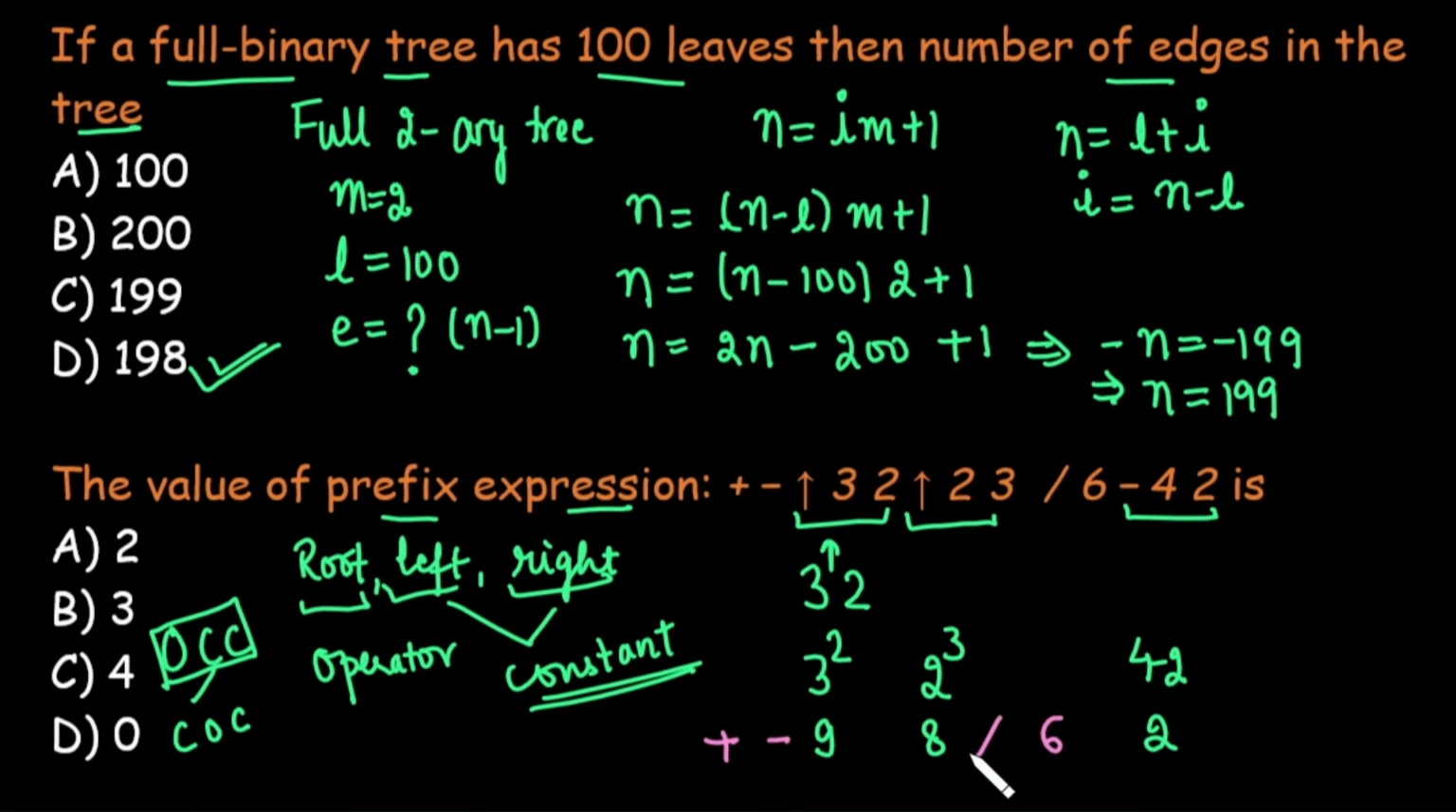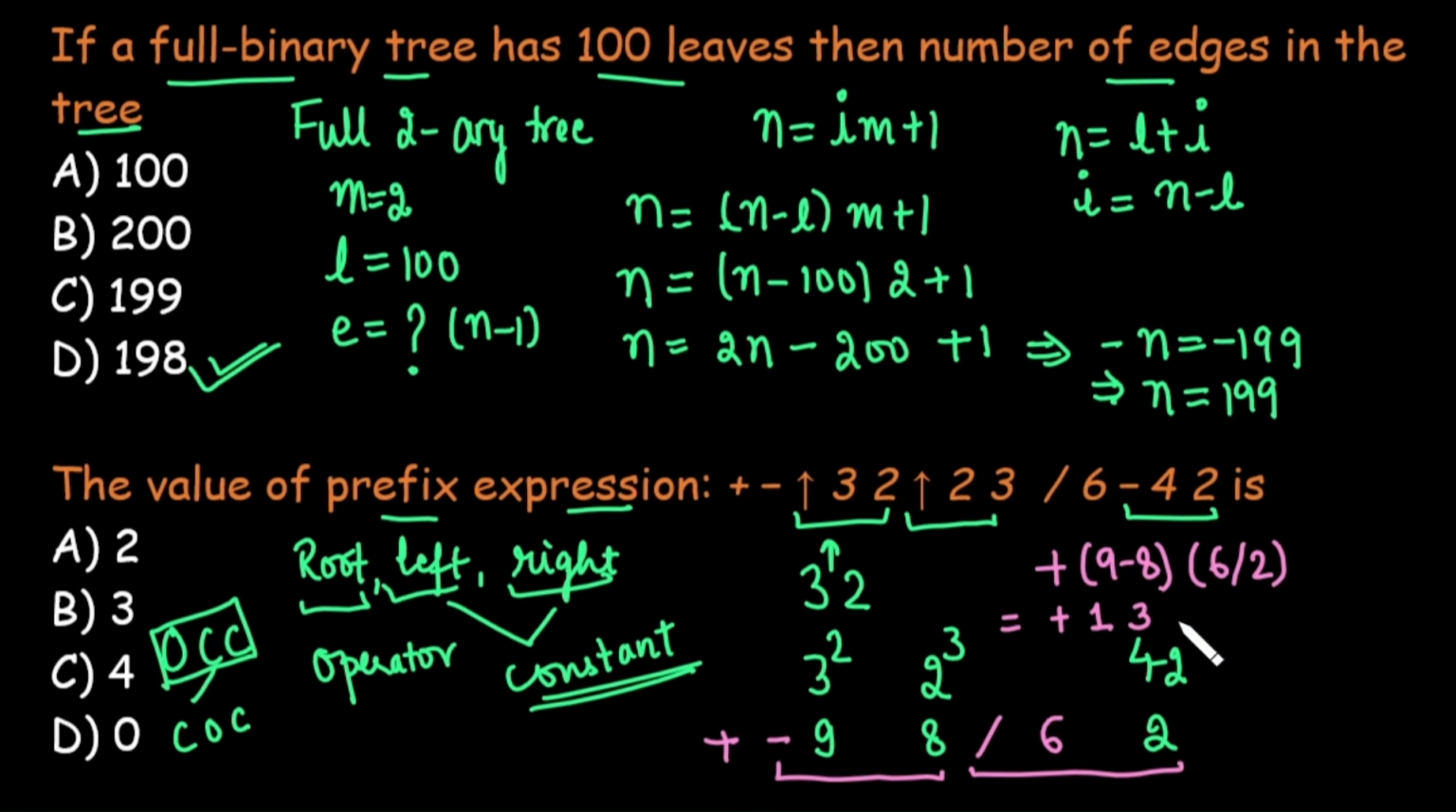Now again evaluate the point operator constant. That is here as well as here. For this it is 9 minus 8, so we can write plus as it is, 9 minus 8. In this case 6 divided by 2 is equal to plus 1. 6 divided by 2, final answer is 3. Now again we get this form operator constant. So plus 1 3, that is equal to 1 plus 3, that is equal to 4. Hence option C is correct.